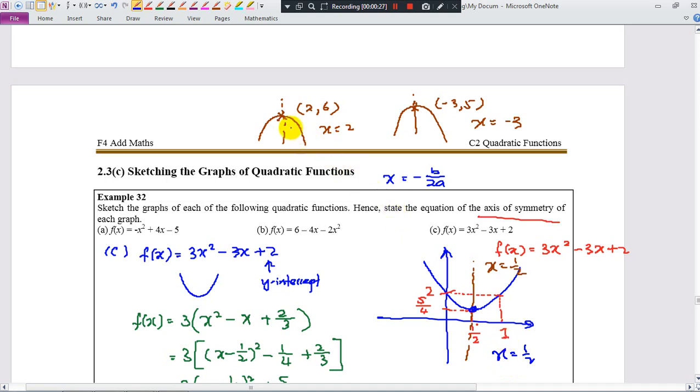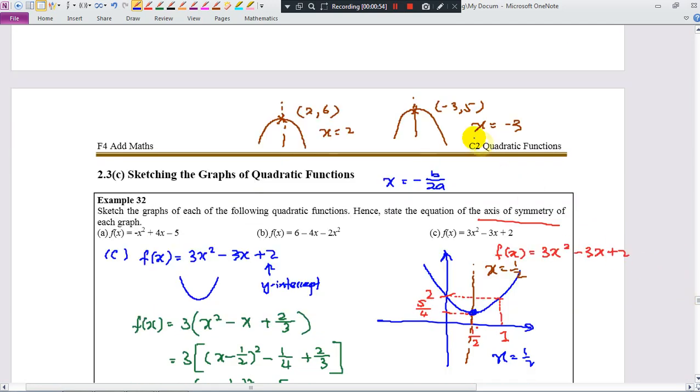Okay. So the axis of symmetry will always pass through the maximum point or minimum point for quadratic functions. So let's say this is (2, 6). The axis of symmetry is over here, so the equation will be x equal to 2. If the maximum point is (-3, 5), the axis of symmetry will be x equal to negative 3.